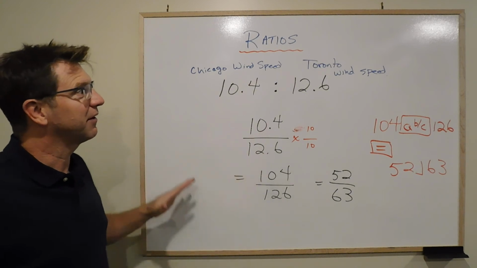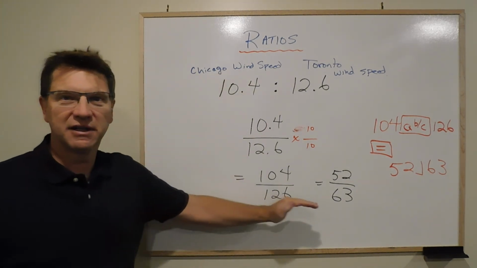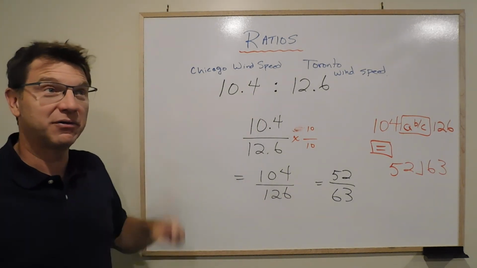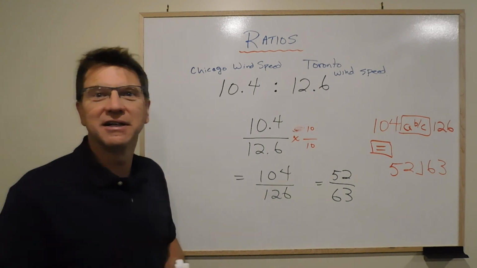Lots of little pieces there. The main takeaway: ratios are best written as a fraction and should always be written in lowest terms. They don't have units because they compare two things that are the same. For example, wind speed. Okay, and there's a lot more in the next slides to introduce you to them.